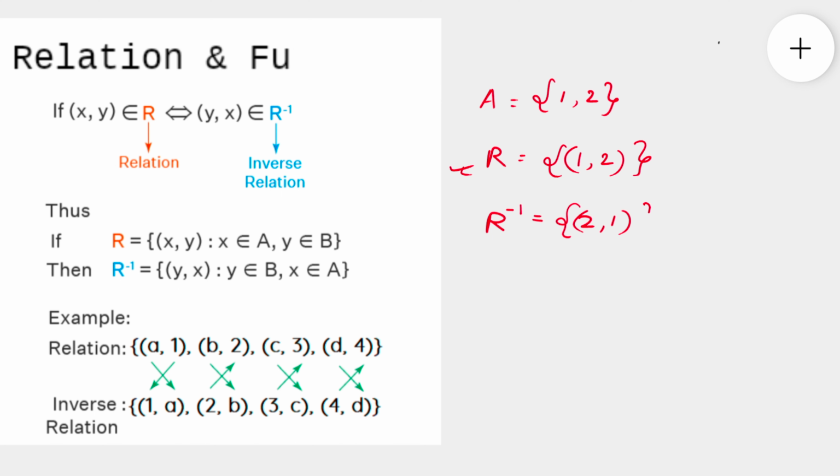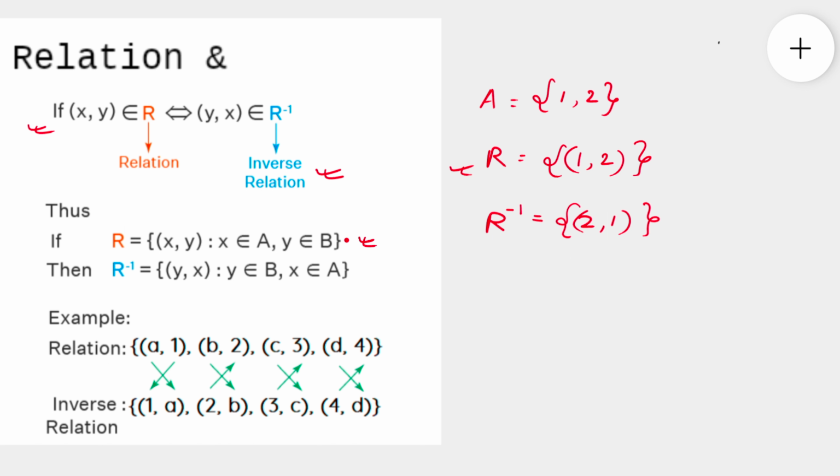Now let us understand how we can express this mathematically. In this definition, if (x, y) belongs to R, where R is the relation, then it implies, both ways, that (y, x) belongs to R inverse. If this is the situation, then this is known as inverse relation, and this is how we are going to express it mathematically during exams.